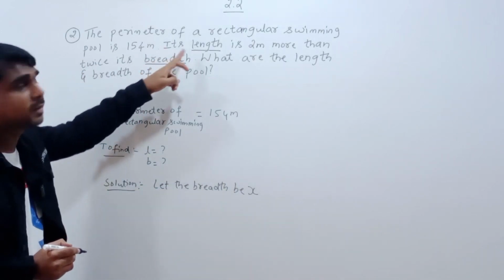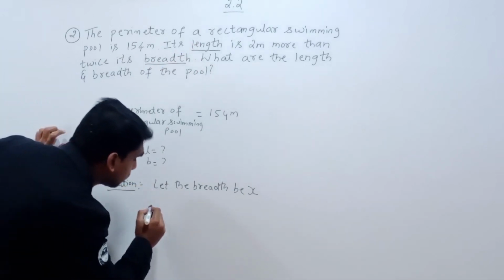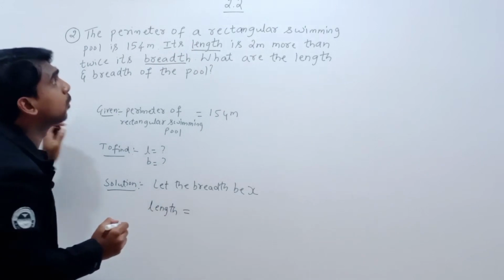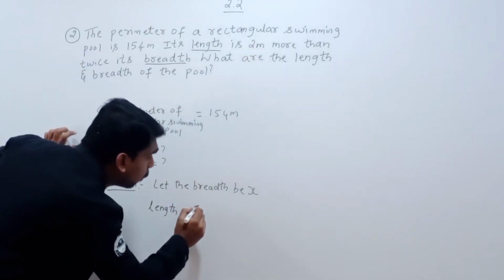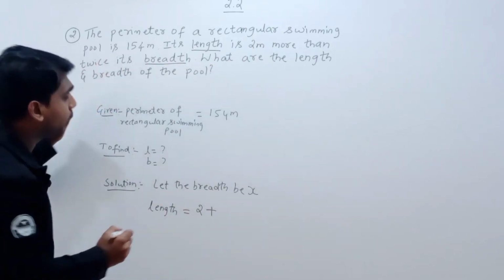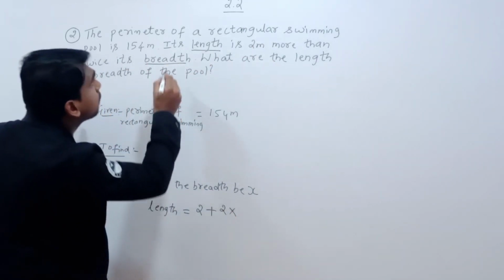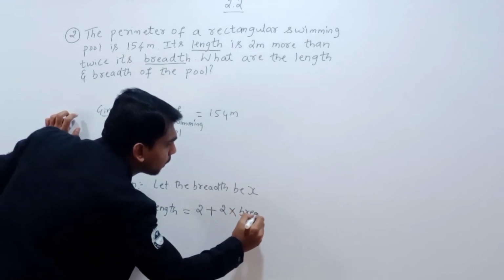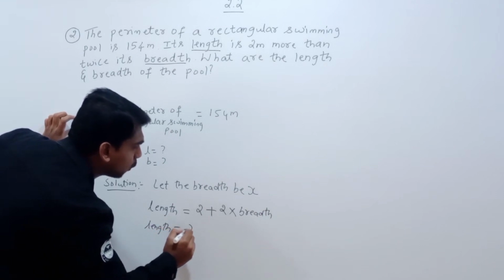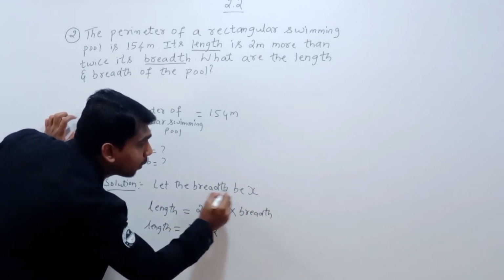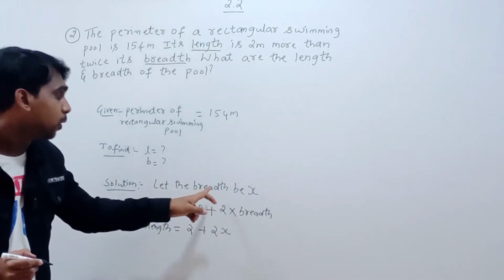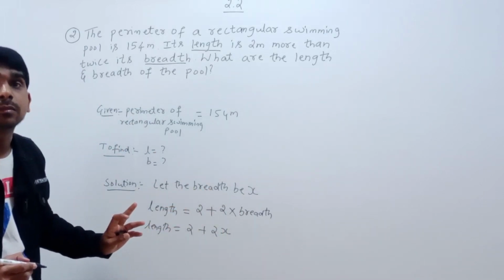Now we'll read the statement again. Length is equal to 2 meter more, and 2 meter more means plus, then twice means 2 into breadth. So length is equal to 2 plus 2 into breadth. We have taken breadth as x, so it will be 2x. Now we know the breadth as well as the length.